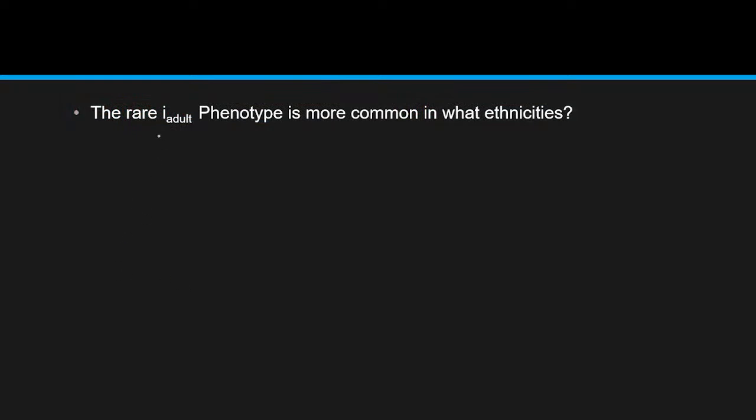Now, we have the rare i adult phenotype, the small i phenotype. It's common in Asians, again, us, and the disease associated with this is congenital cataracts. Why?